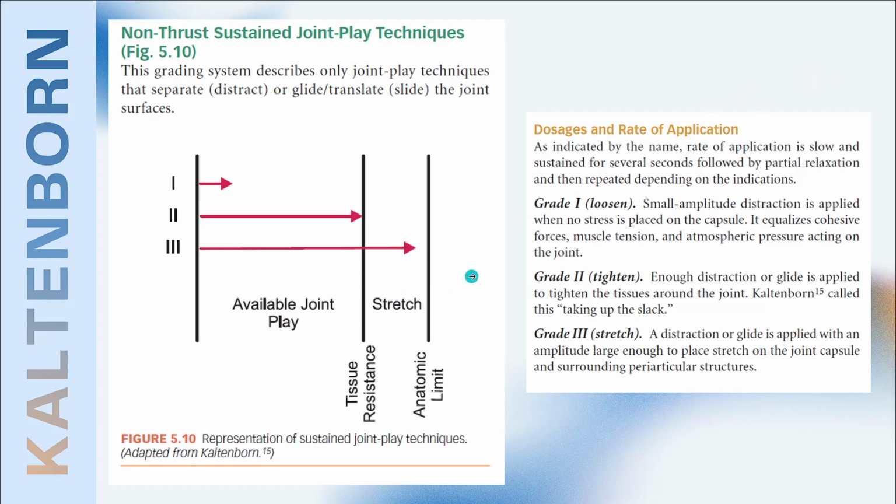So the parameters for Kaltenborn: usually it's 7 to 10 seconds of the distraction, and then you relax. Don't suddenly let go. Sorry, wrong wording. So 7 to 10 seconds of distraction, and then you slowly ease it back to its original placement. Let the joint relax for a few seconds, maybe 2 to 3, and then you do it again.